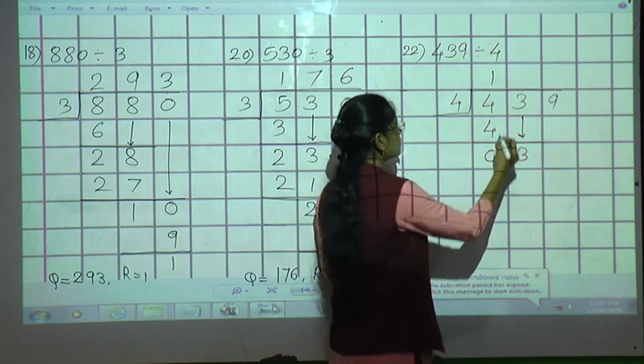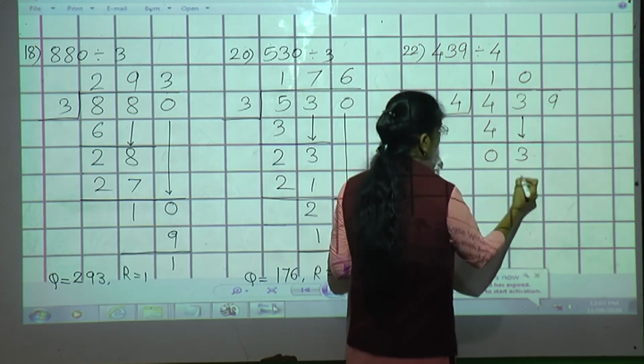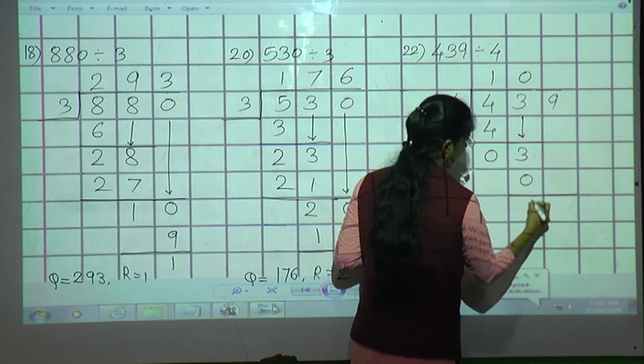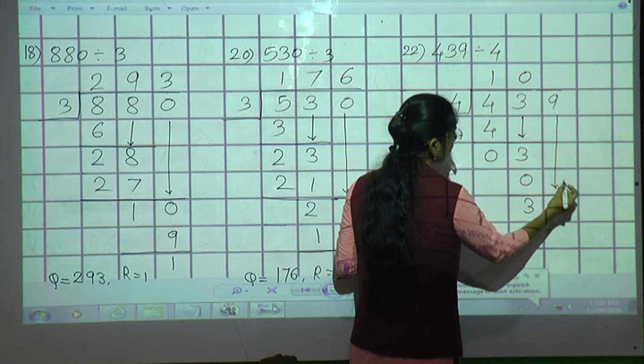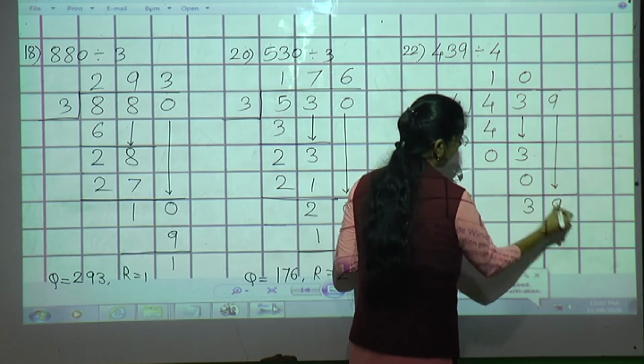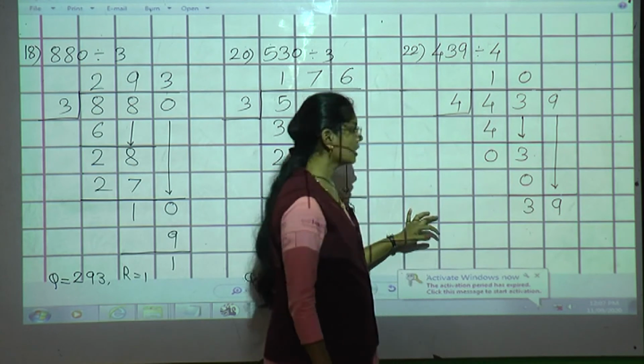So what we will do? Just we will put here 0. 4 into 0, 0. Okay. So 3 minus 0, 3. Then you have to take this number down. Here 9 is there. So take 9 down here. So here we have 39.